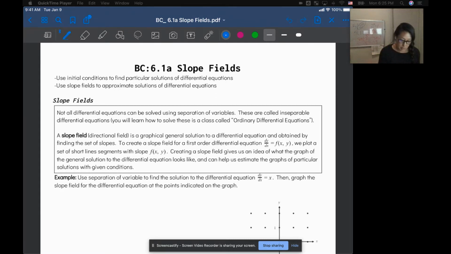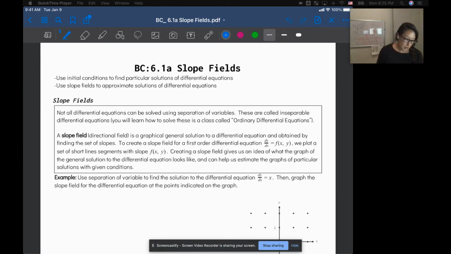We use this when we can't solve the differential equation using our calculus skills. So we just plug in values for x and y to find the slope field. So this is one way.